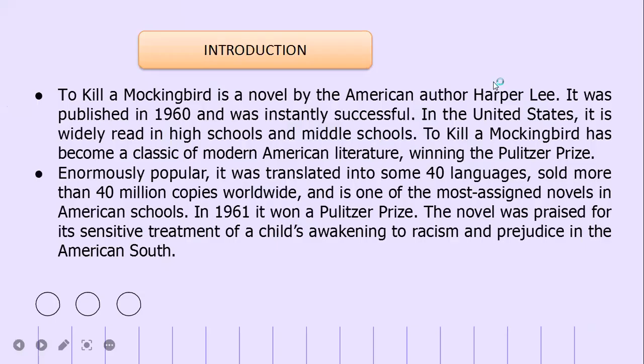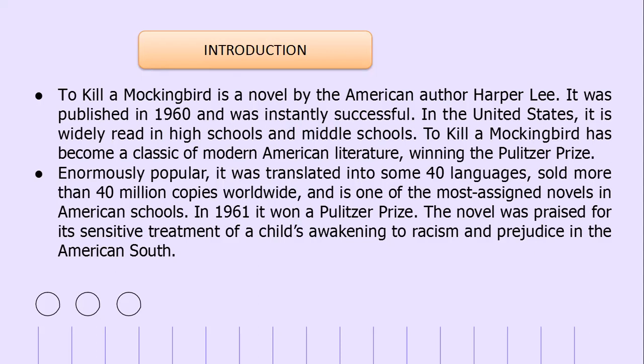Moving on, let's now come to the introduction. To Kill a Mockingbird is a novel by the American author Harper Lee. It was published in 1960 and was instantly successful. In the United States, it is widely read in high schools and middle schools. To Kill a Mockingbird has become a classic of modern American literature, winning the Pulitzer Prize.